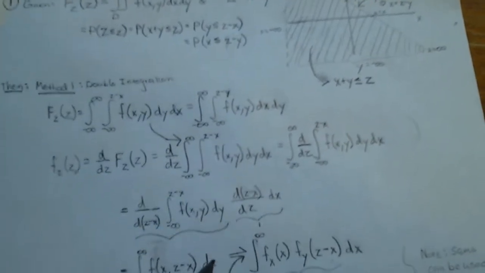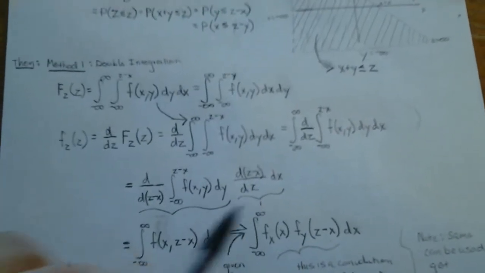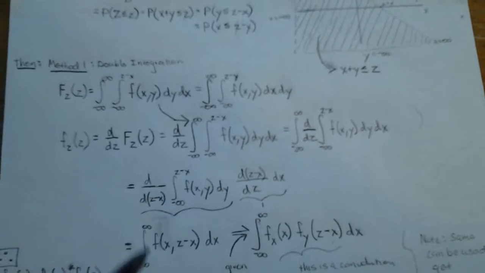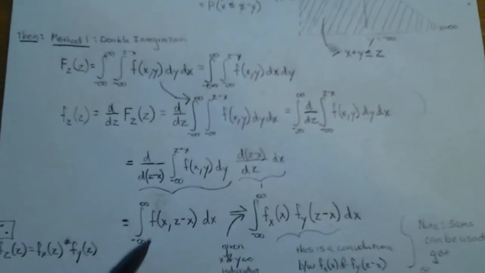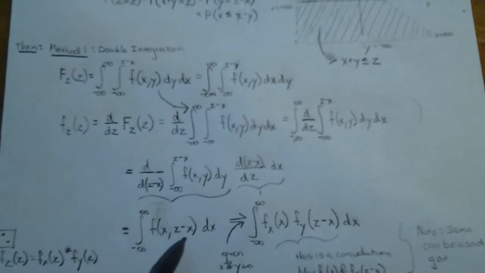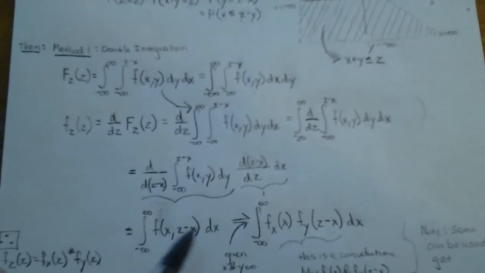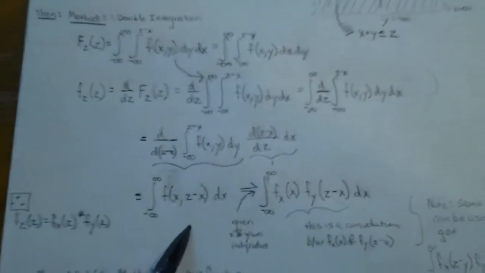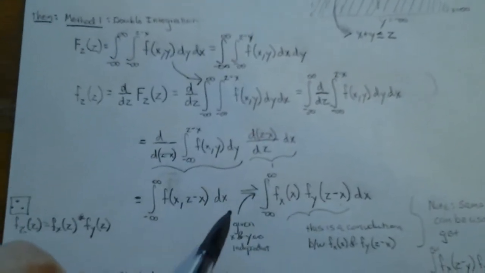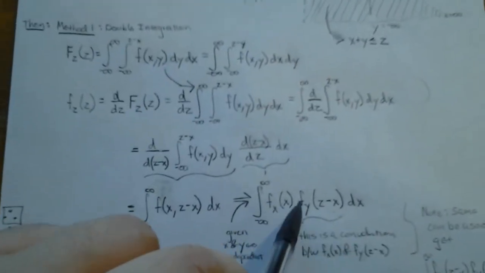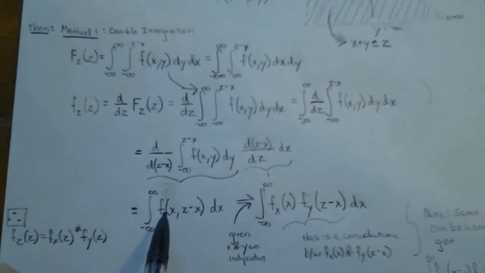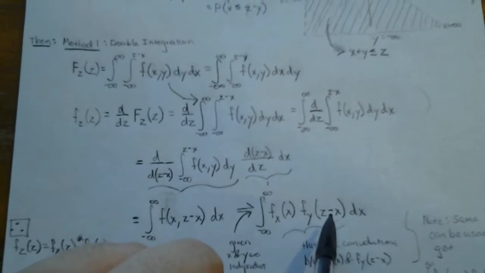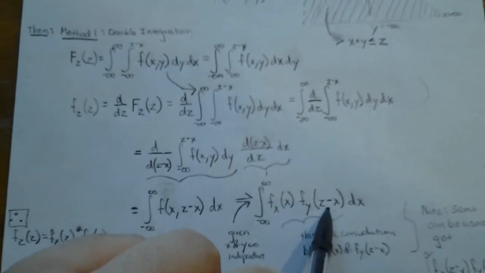This term right here is equal to 1. And this term right here, this derivative, actually breaks down, and we can rewrite it in terms of x by defining the function in terms of x and substituting for y, we put z minus x. We can evaluate that term. And now, if we are given that x and y are independent, we can break this down into two terms: little f of x in terms of x, and little f of y in terms of a substituted y function right here.